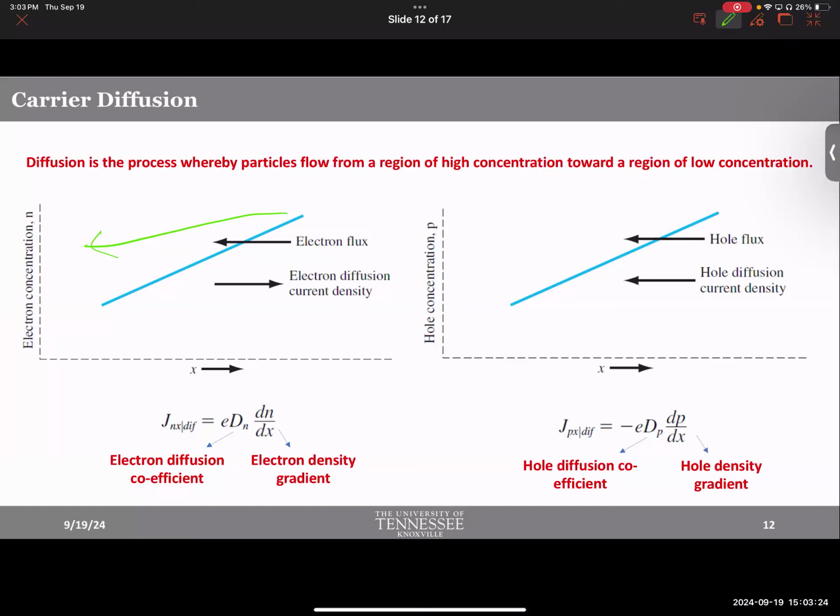All right. Any problems so far? One other thing. How about holes? Imagine you have somehow managed, I haven't even told you how, to create higher concentration of holes here and lower concentration here. What will happen then? Same thing. The holes will diffuse in the same direction. Any problems so far, folks?